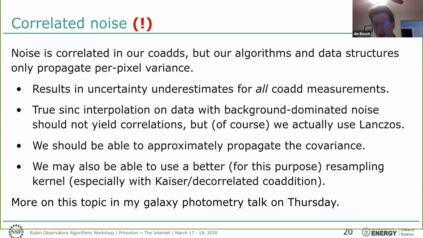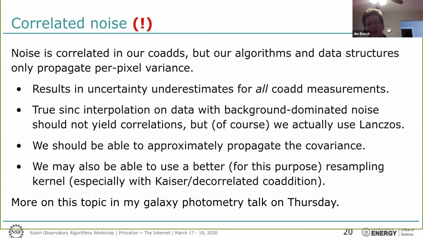This is fairly significant. It results in some uncertainty estimates for all of our coadd measurements because they're all using an incomplete view of the uncertainty. This all comes from the fact that we've moved noise from variance to covariance, and our data structures don't hold the covariance. I think it should be possible to approximately propagate it. This is not hugely correlated. I suspect one or two off-diagonal elements is enough.